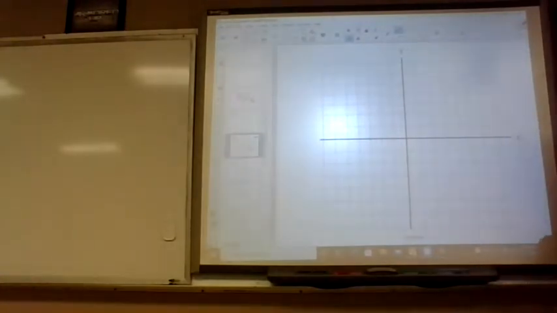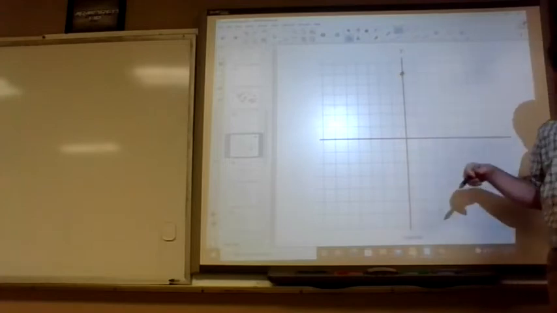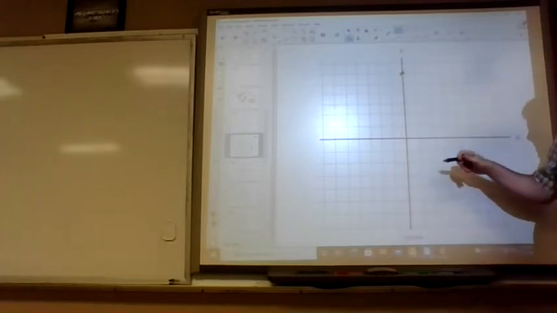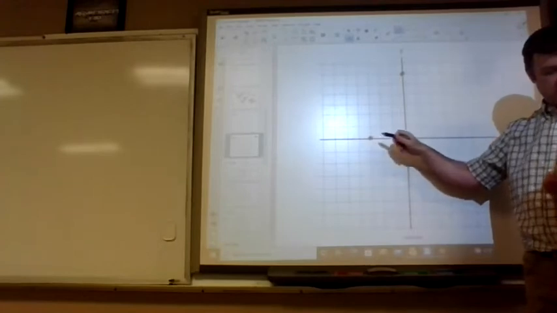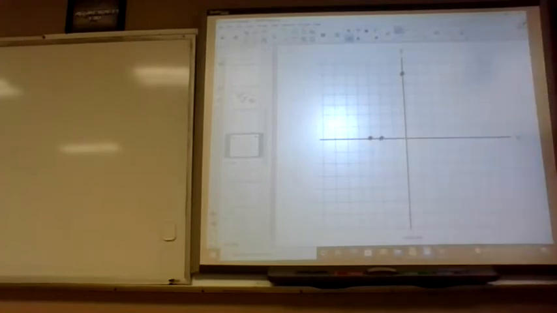No. Okay, 0, 6, about right there. Negative 3, 0. And negative 2, 0. What would this graph look like? Steep.